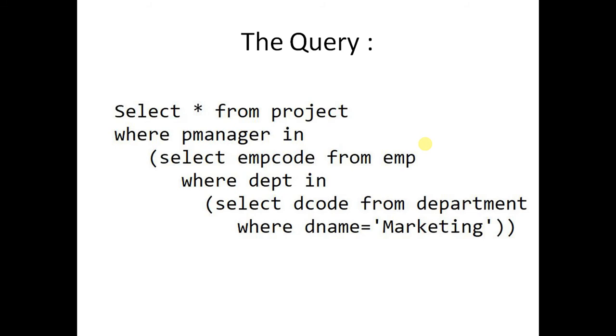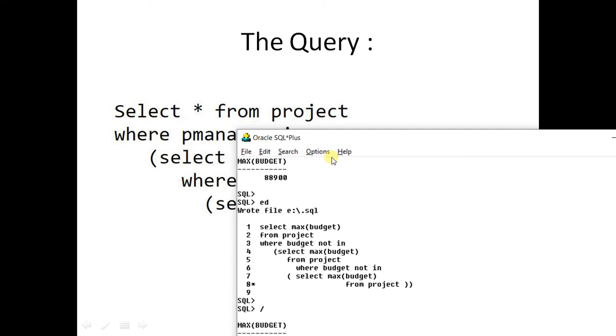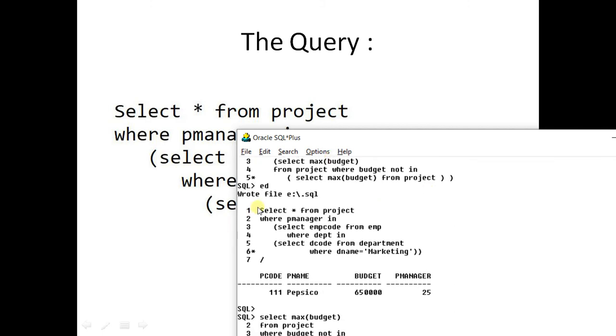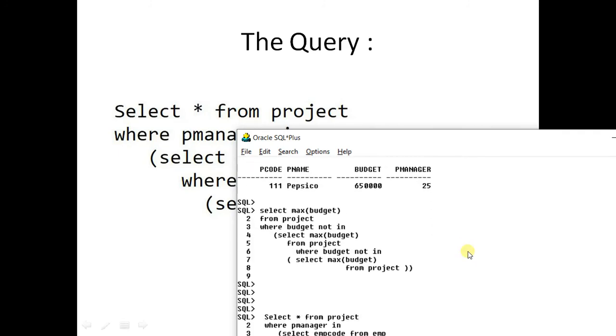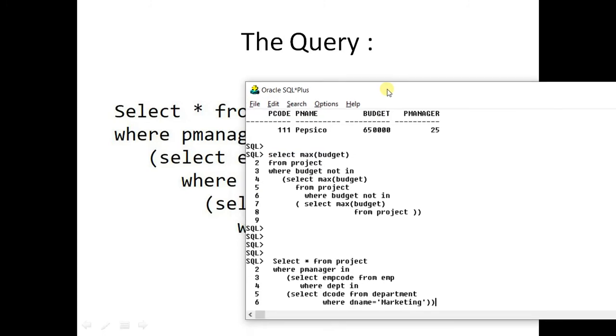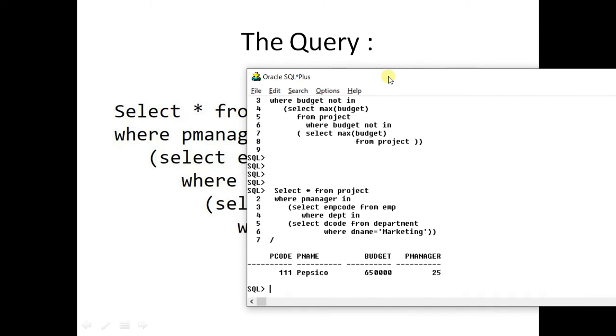Now if you go through this answer, at a glance you might understand it or you might have some kind of confusion. Let us now see it practically in the SQL prompt. So the query is this. As you can see, PepsiCo is displayed. The answer is correct.